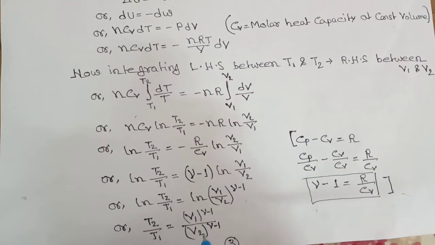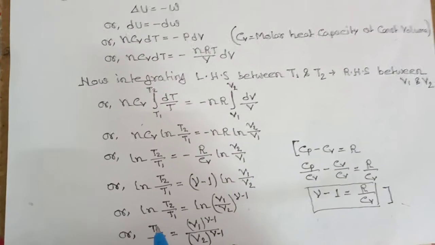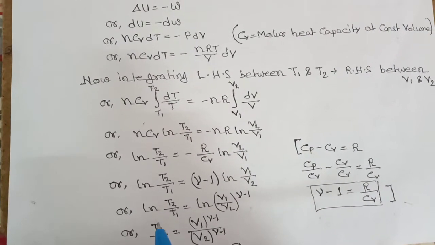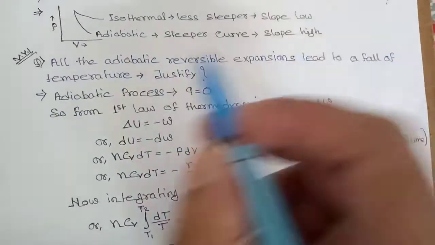So if you put this value here, it comes out that T2 will be lower than T1. T2 lower means final temperature lower. Final temperature lower means there will be a fall of temperature, which means cooling will be there.